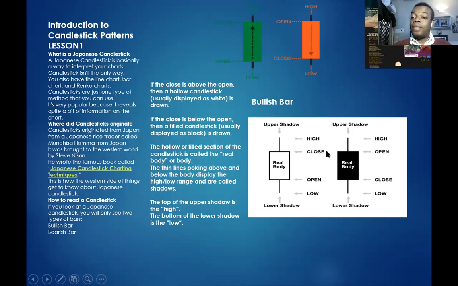This is explaining the rules of the body shape. It depends on the opening. Wherever the open is, that is what you will use to determine it. If the open is above, it's a selling candle. If the open is below, it's a buying candle. Let's just continue, but we have a lot to cover in this class.